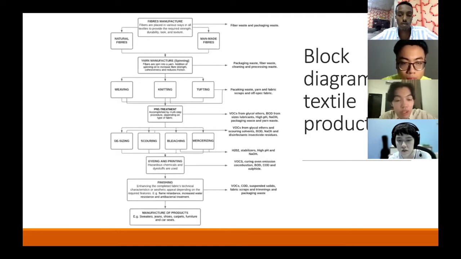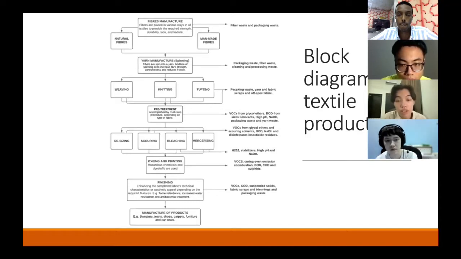After pre-treatment, dyeing and printing takes place. It is then continued with finishing treatments where the fabric's technical characteristics are enhanced depending on its required features. Lastly, it is the manufacture of products, and this is where products such as sweaters, jeans, shoes, carpets, and many more are produced. Now I will pass the mic to Abdallah.